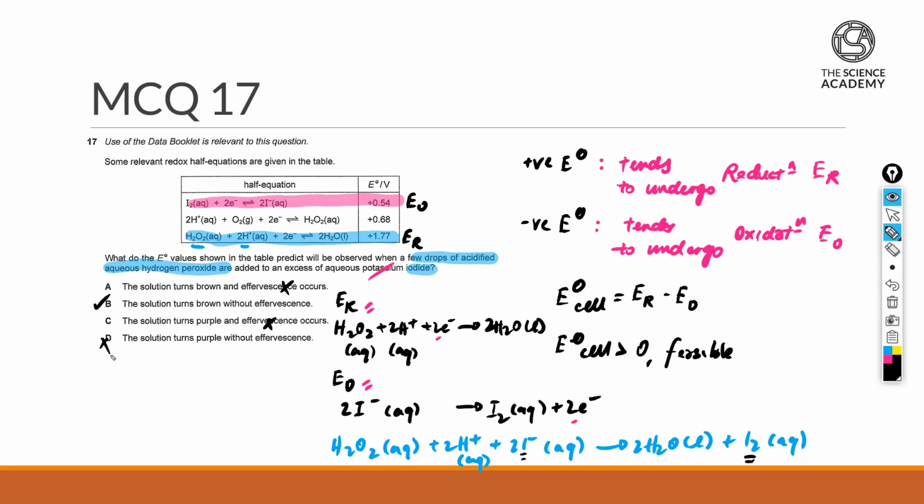And by calculating the E0 value here, if I were to take a positive 1.77 volt that comes from my ER minus a positive 0.54 volt, I end off with an overall E0 value of positive 1.23 volt. And since it's more than 0, this reaction definitely must also be feasible. The correct answer once again for this question here is B.